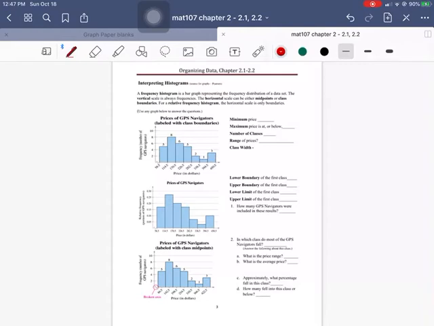These are histograms. Notice the histograms have no spaces between their bars. Their bars are vertical bars. And each bar represents a class from your distribution table. Okay?